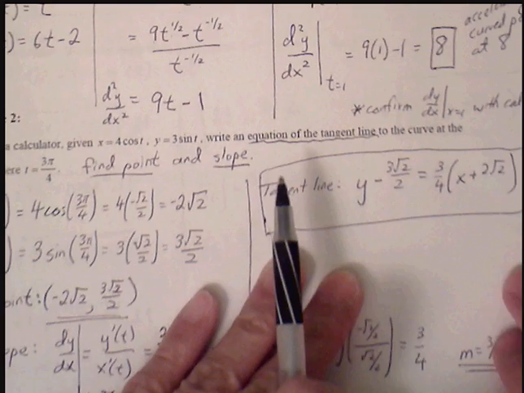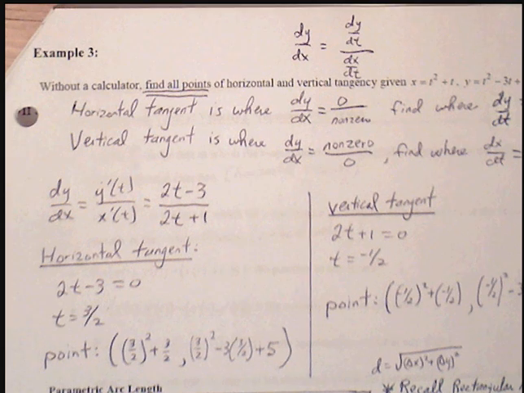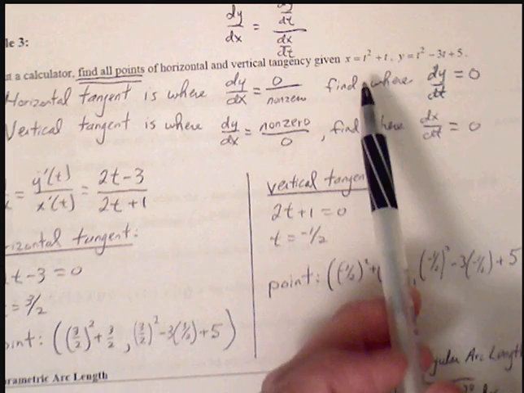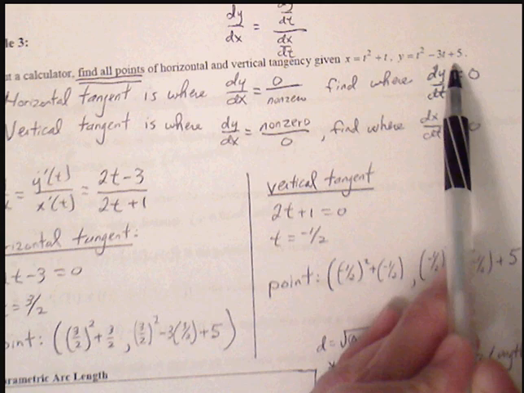All right. Hey, let's continue with our notes with example 3. Without a calculator, find all the points of horizontal and vertical tangency, given that x equals t squared plus t and y is equal to t squared minus 3t plus 5.